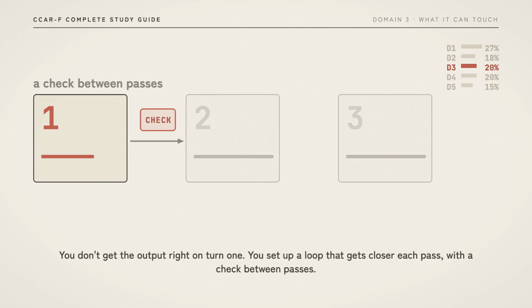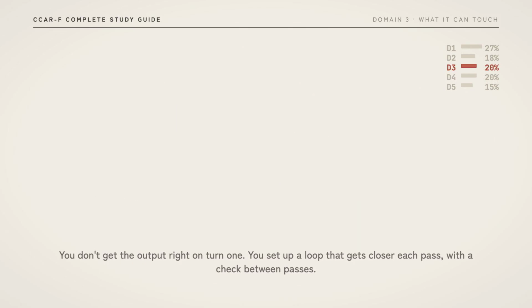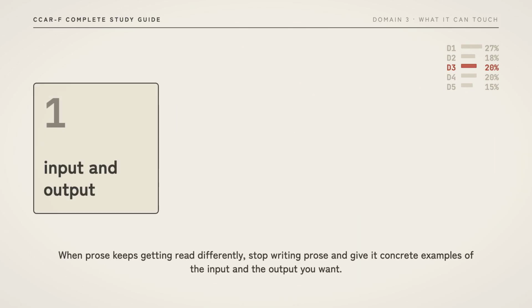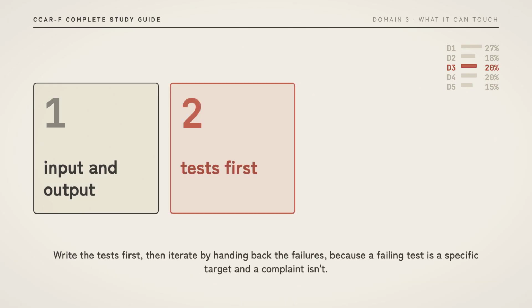You don't get the output right on turn 1. You set up a loop that gets closer each pass with a check between passes. When prose keeps getting read differently, stop writing prose and give it concrete examples of the input and the output you want. Write the test first, then iterate by handing back the failures, because a failing test is a specific target and a complaint isn't.